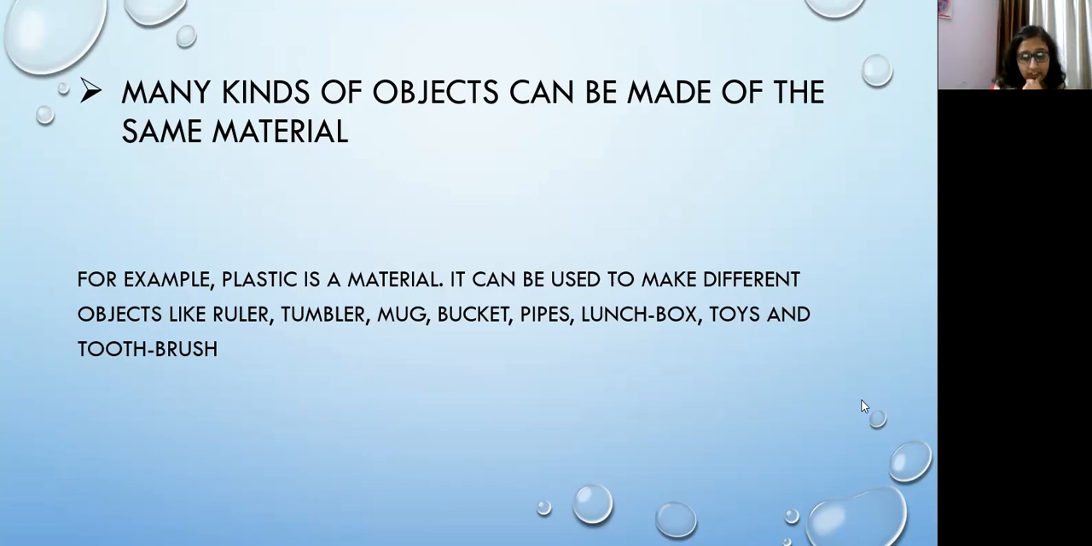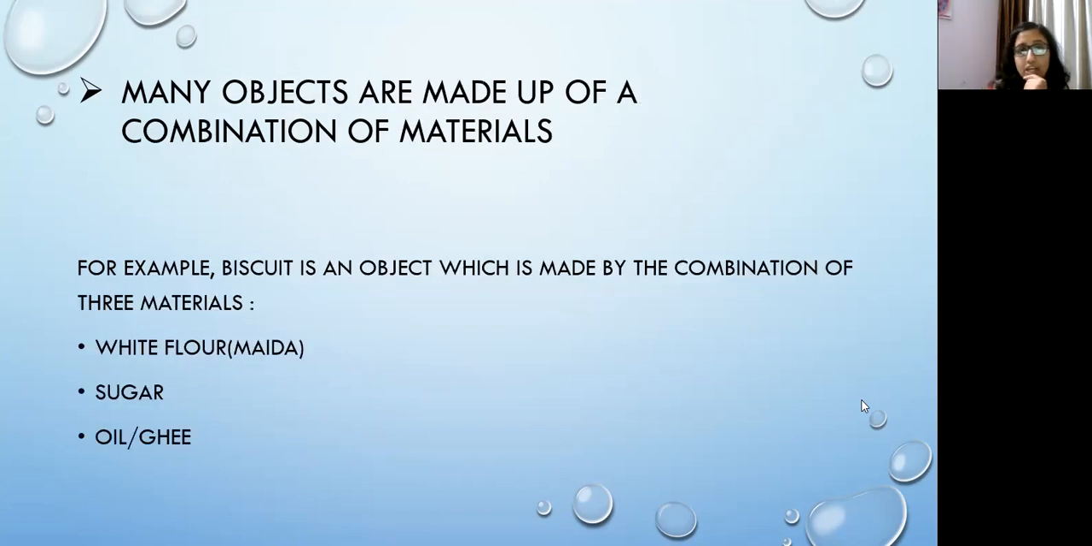Similarly, leather is again a material. So the objects which can be made using this material leather are shoes, bags, wallets, purses, suitcases, sofa, etc. These all are made using the material leather. Fine. Now, this was the second point. Now, the third one is, many objects are made up of a combination of materials.